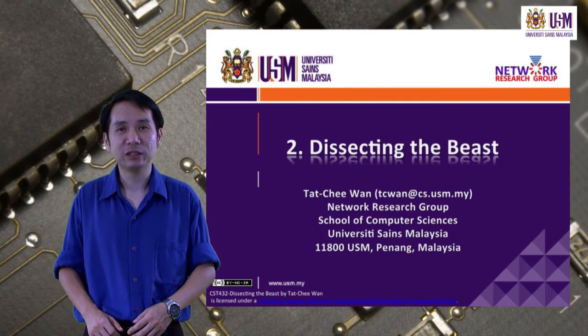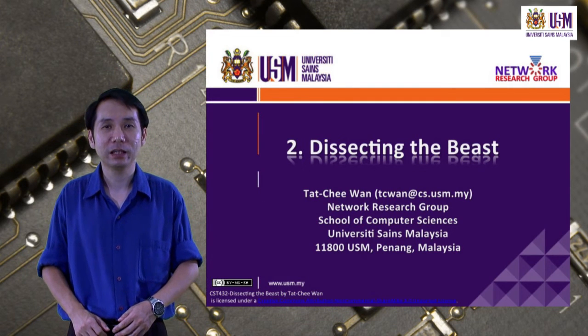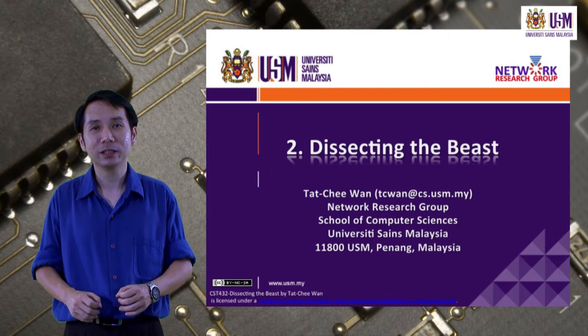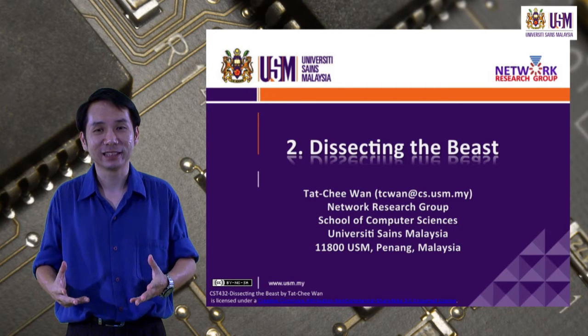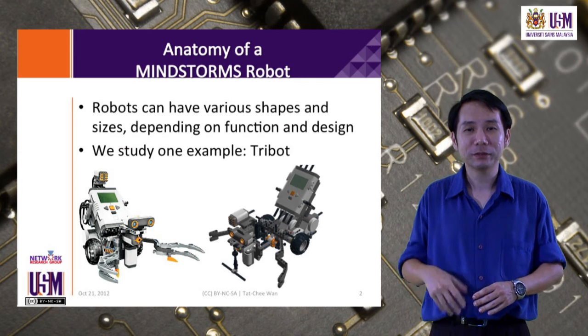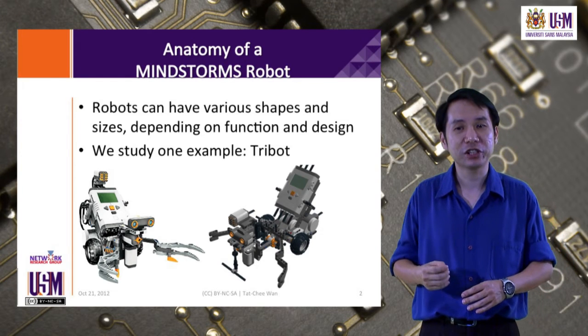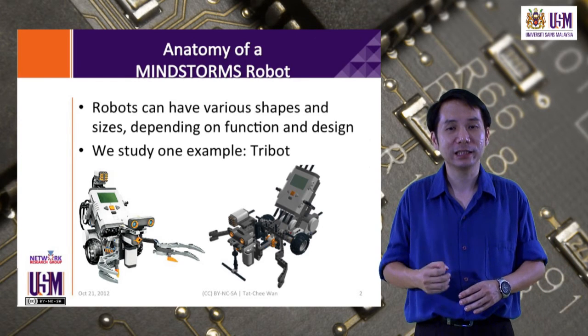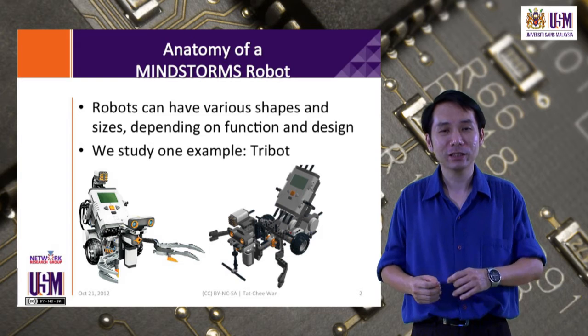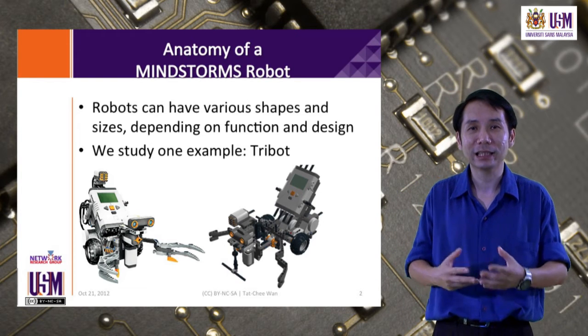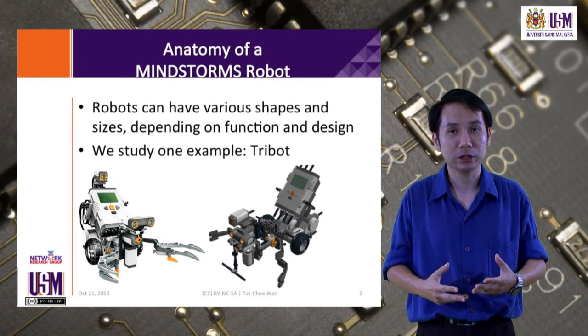Welcome back to CST432 Microprocessors and Embedded Systems. Today we will learn what it means to dissect the beast. Now, as we shall see, robots can have various shapes and sizes depending on their function and design. So it is not possible to understand and analyze every single possible robot out there.